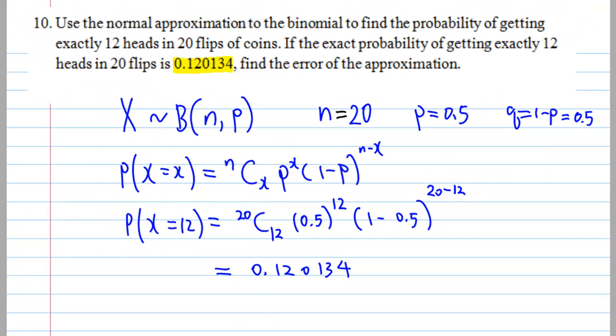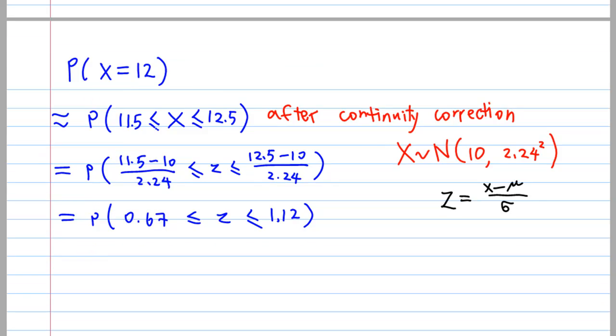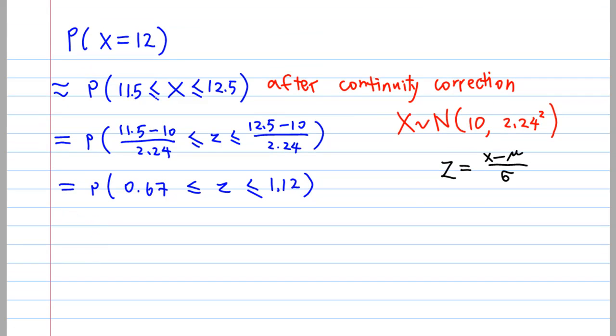So now, if we use a normal approximation, mu will be n times p, which is 20 times 0.5, which is 10. Sigma squared is npq, 20 times 0.5 times 0.5, and we get 5. So sigma is 2.24. Then we have to do a continuity correction. The probability of getting 12 heads by using the normal approximation is the probability of X between 11.5 and 12.5 after continuity correction.